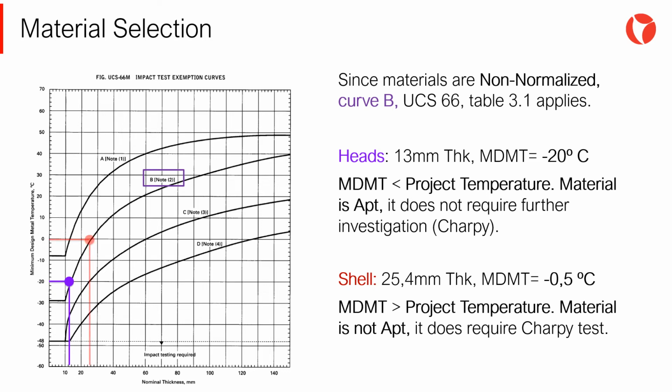Let's see what happens with the shell. In this case, entering with the shell thickness and crossing curve B, we obtain an MDMT of minus 0.5 Celsius degrees. In this case, the MDMT is higher than the project temperature. So, in this situation, the material is not apt, and it does require further investigation. In other words, a Charpy test.